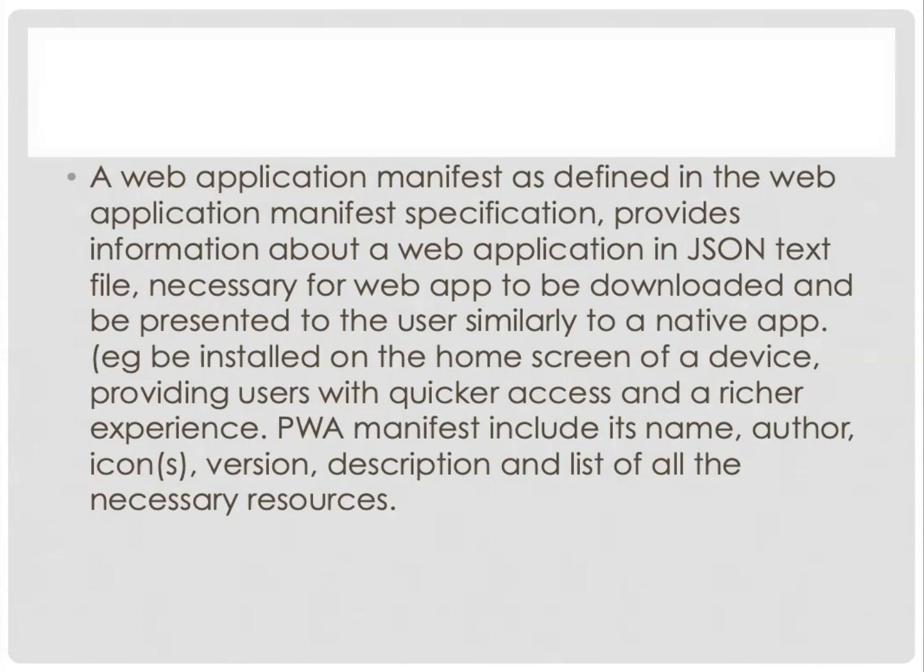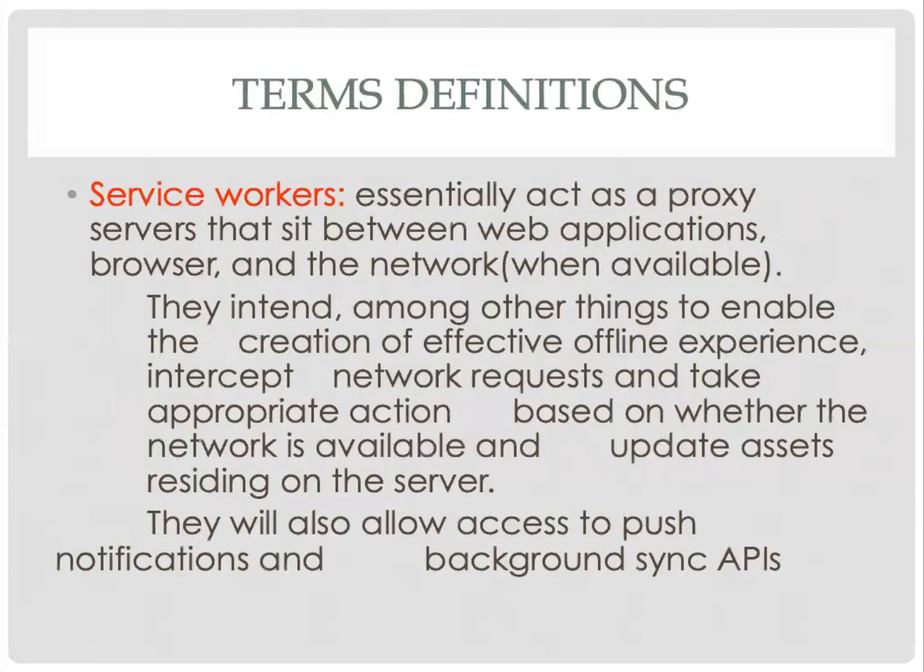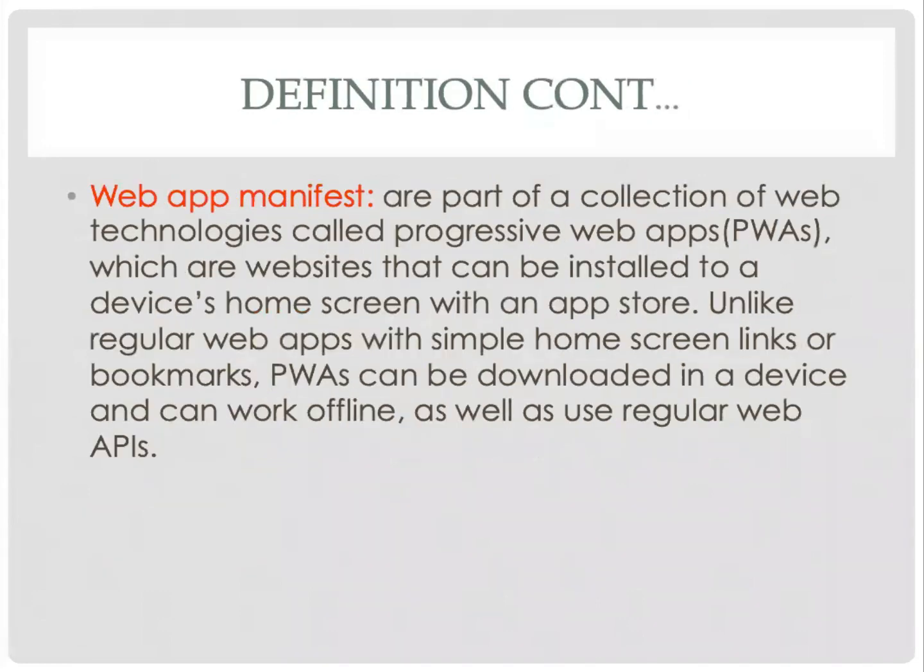Example: installed on the home screen of a device, providing users with quicker access and a richer experience. A PWA manifest includes its name, author, icons, version, description, and a list of the necessary resources. So we have seen the core definition of it, and we have seen these two terms, which are service workers and this manifest.